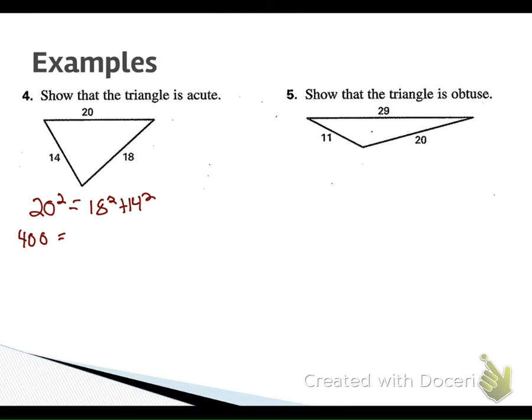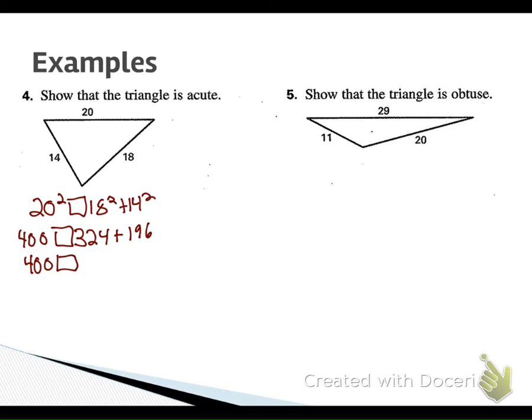Someone want to help her out? 324. 14 squared. 196. What are we doing, a box? Oh, you are 100% correct. Thank you. Those should be boxes. I apologize, guys. We just had that pause. Okay, so now we have 400, we got a little box, we had 324 plus 196.